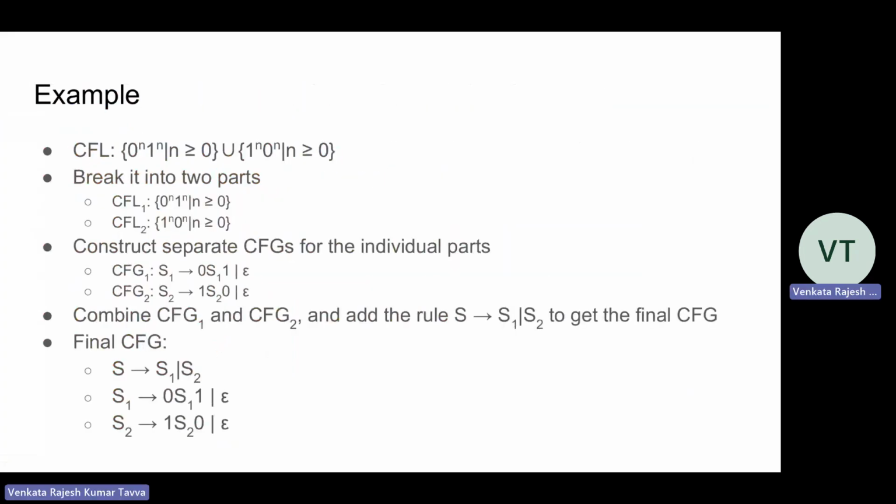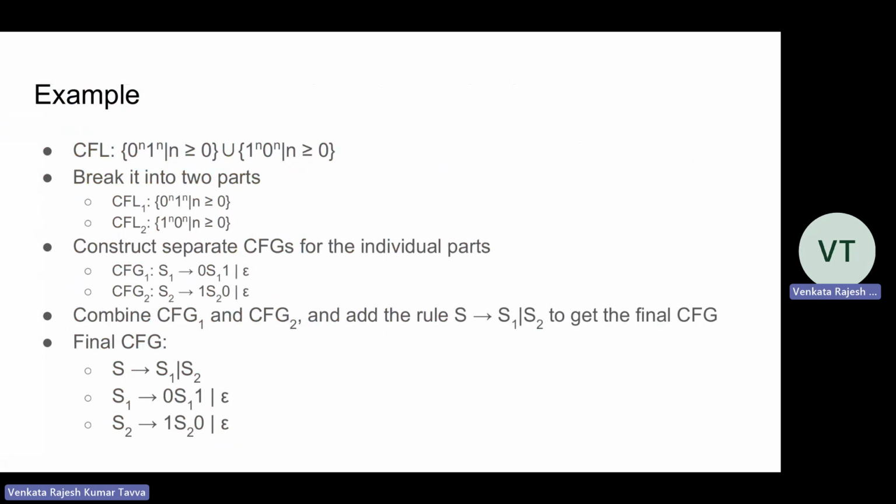So for example, suppose I have a CFL which is a union of 2 CFLs, 0^n 1^n union 1^n 0^n. Now since this is a union, you break it into 2 languages. The first CFL is 0^n 1^n. The second CFL is 1^n 0^n. Now for each of these CFLs, construct the CFGs.